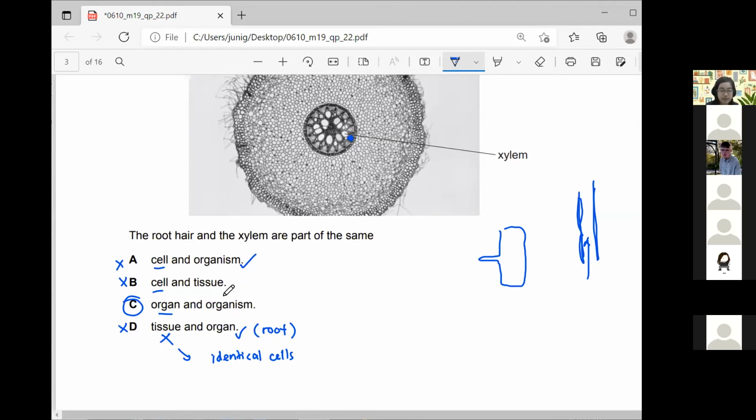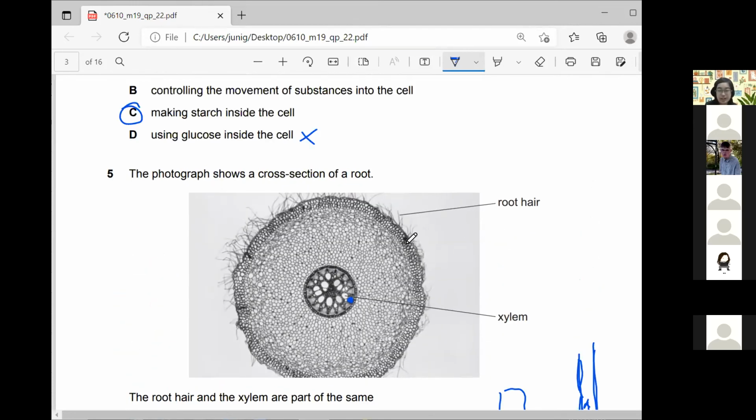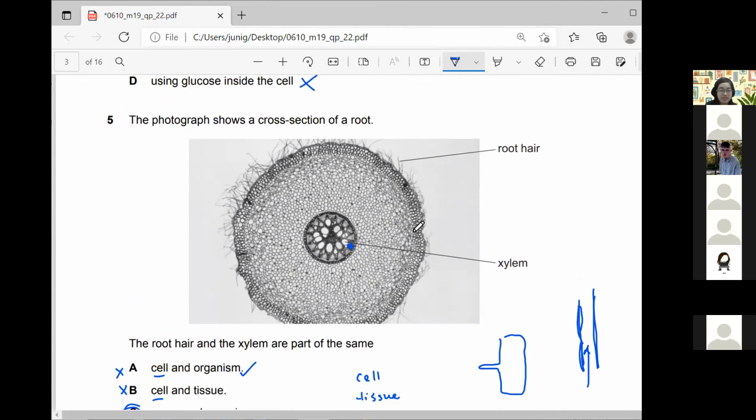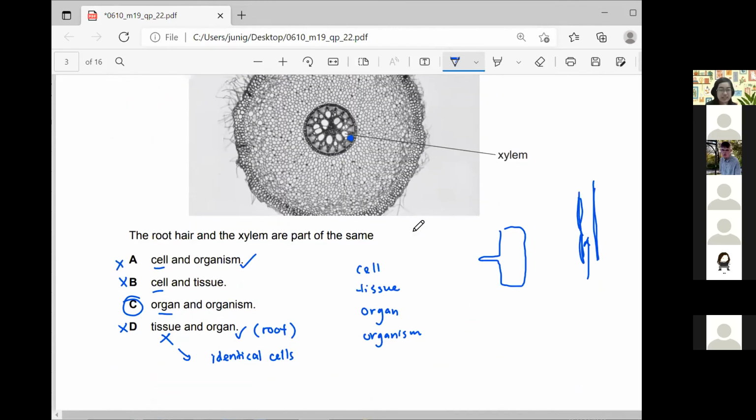Why B cannot? Okay, once again, the tissue, right? Here we have a few things. We have cell, we have tissue, we have organ, and organism. Right. First of all, cells are individual living organisms. The cells, they are individual, so they cannot be part of the same cell, right? Because as you can see, they are very far apart. They look different. They're not part of the same cell, so cell wrong.